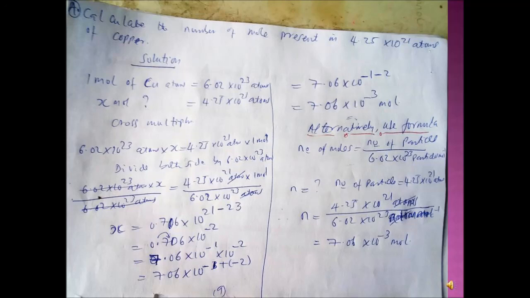So we want to know how many moles, if in 1 mole we have 6.02 times 10 to the power 23 atoms, then how many moles would now be in 4.25 times 10 to the power 21? So all you need to do is to say, okay, let's say x mole equals 4.25. We have this as our standard already. Then you do cross multiplication. So we're going to multiply this by this, and then multiply this by this. When you multiply them, you get something like this.